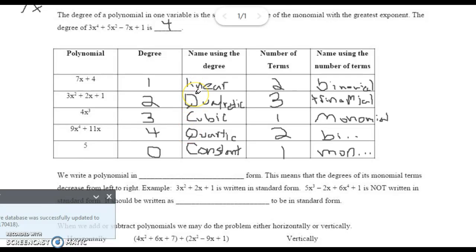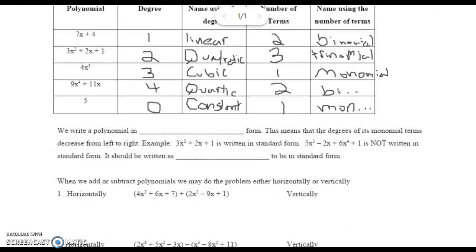But the number of the degrees, 3, 4, and 0. Number of terms should have gotten 1, 2, and 1. And then the 1 term is a monomial, 2 terms is a binomial, and then the last one again, 1 term is a monomial. Okay, being able to identify these things is very important, because knowing these things will help us when we go to add and subtract these in a moment here.